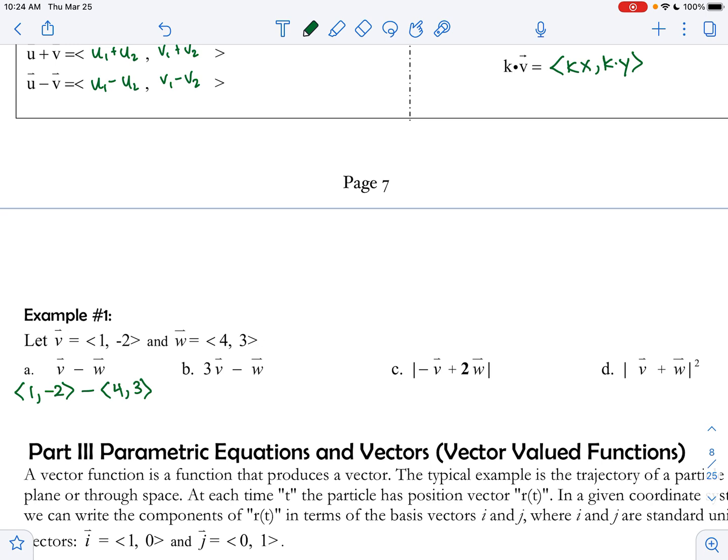So if we distribute the negative, or we think of it as 1 minus 4, we get negative 3 is going to be the new horizontal component of my resultant vector. Negative 2 minus 3 would be negative 5.